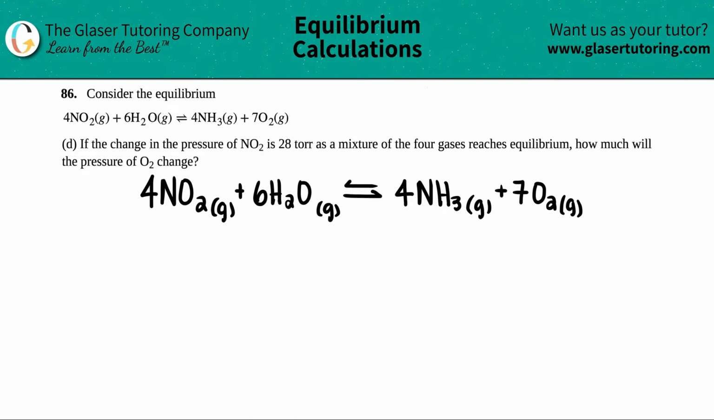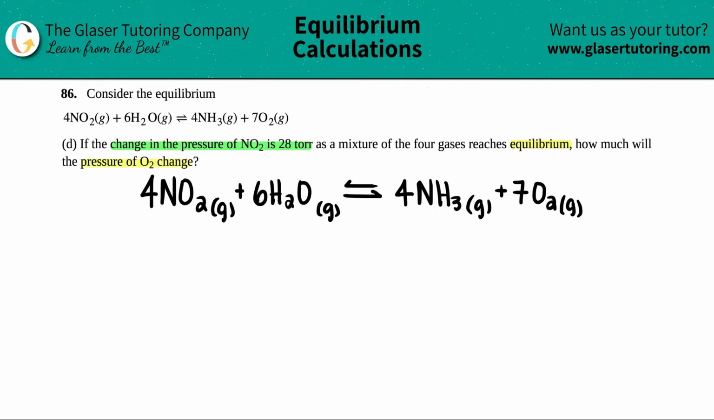So they said if the change in the pressure of NO2 is 28 torr, as a mixture of the 4 gases reach equilibrium, how much will the pressure of O2 change? Okie dokie. So they're telling us that the change in the pressure of NO2 is 28 torr. Here's NO2. So we know that this is either going to increase or decrease. We don't really know. We don't know if this is a piggyback question off of letter C, but it might be, because we talked about change in letter C.